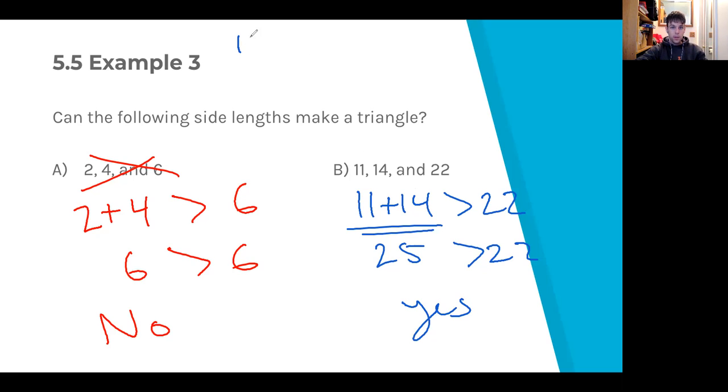Just to test that really quick, 11 plus 22 is greater than 14, and 14 plus 22 is greater than 11, right? It works no matter how we arrange it. Any two sides were greater than the third.